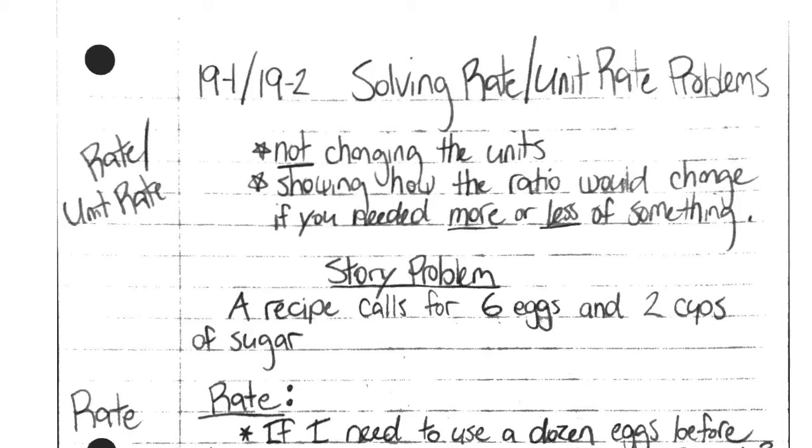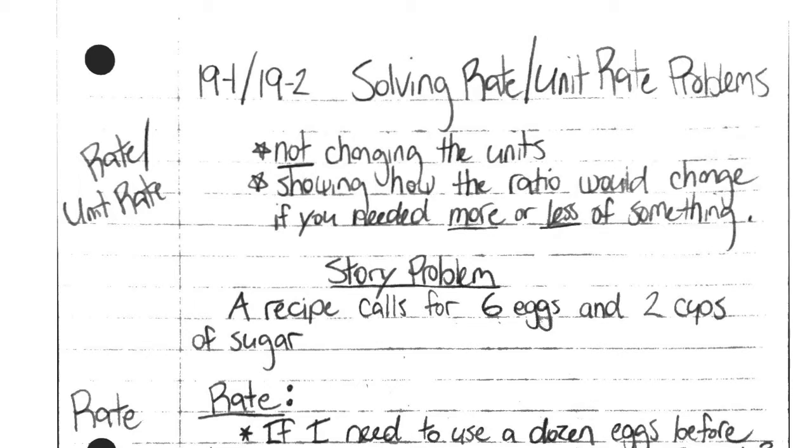Hey, sixth graders, we are on to lesson 19-1, 19-2, which is all about solving rate and unit rate problems. Now, we have already defined rate and unit rate in our previous lesson, but just to start out with a little review here, rate and unit rate don't change our units like we did with our last lesson where we were changing from one measurement to another. This time we're not changing the units at all. We're just showing how the ratio would change, how it would get bigger or smaller if we needed more or less of something. So it's kind of like making equivalent ratios.